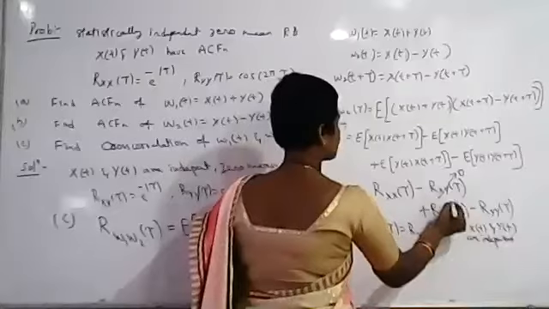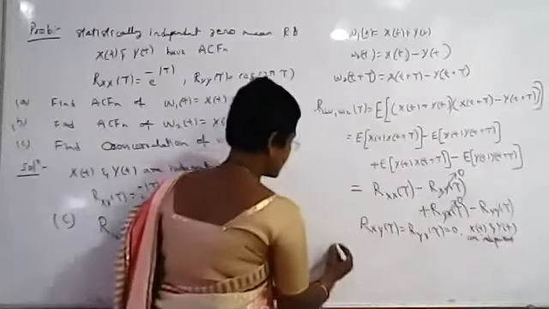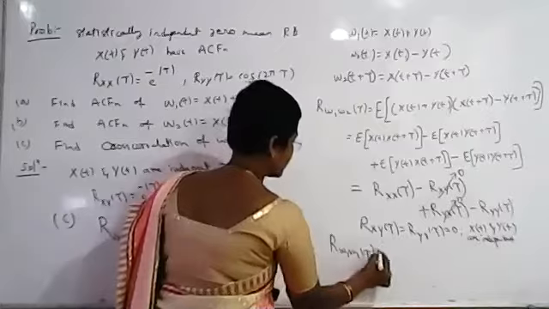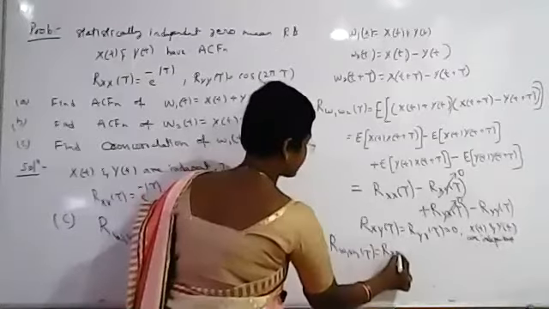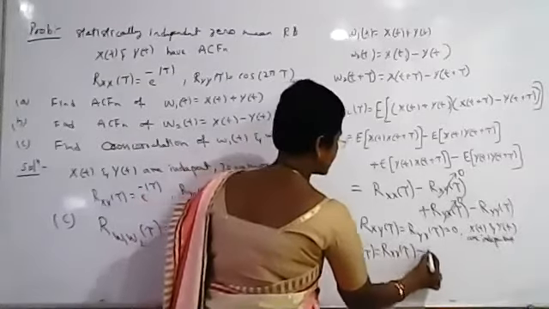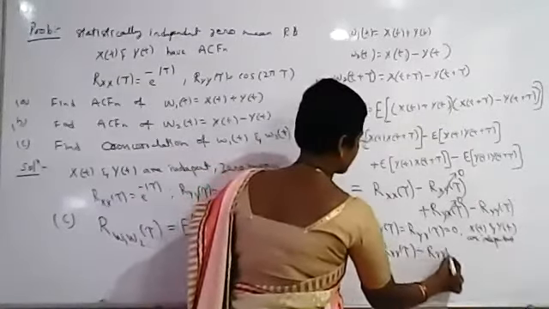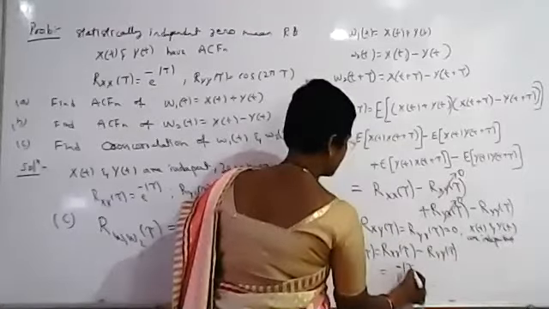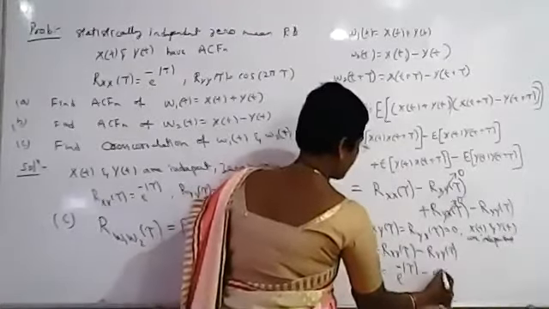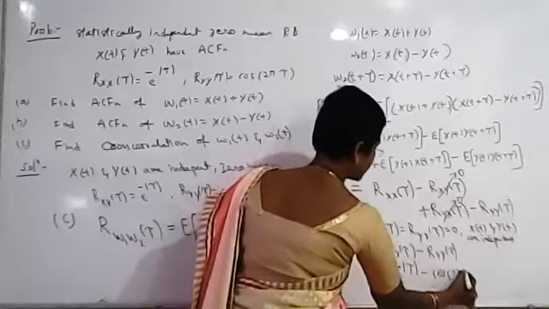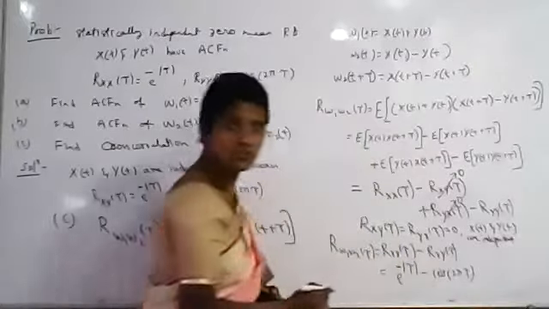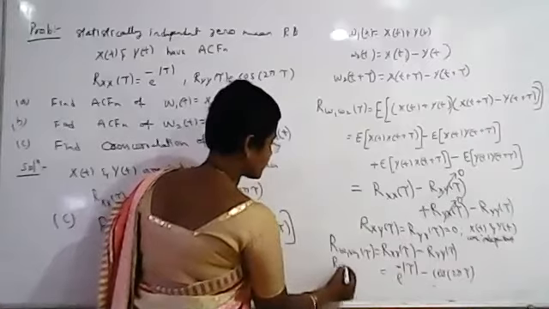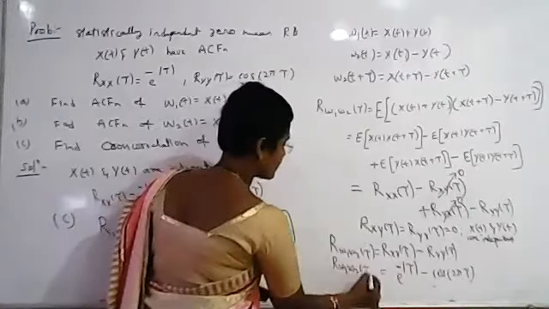So what is it that we get here? These two terms will become 0. So R omega 1 omega 2 of tau will be equal to Rxx of tau minus Ryy of tau. So Rxx of tau is e power minus tau, minus cos of 2 pi tau. So this is the cross correlation between omega 1 and omega 2 of tau.